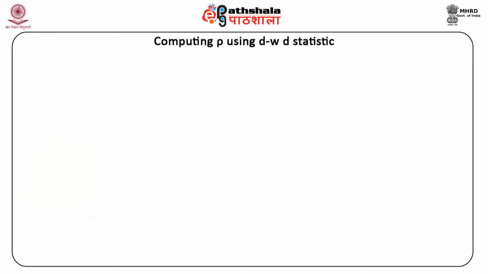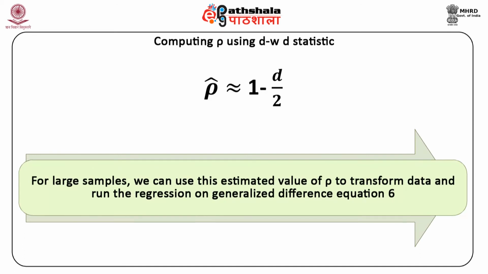Computing rho using the Durbin-Watson d statistic. Since we know rho hat is approximately equal to 1 minus d by 2 for large samples, we can use this estimated value of rho to transform data and run the regression on generalized difference equation 6.